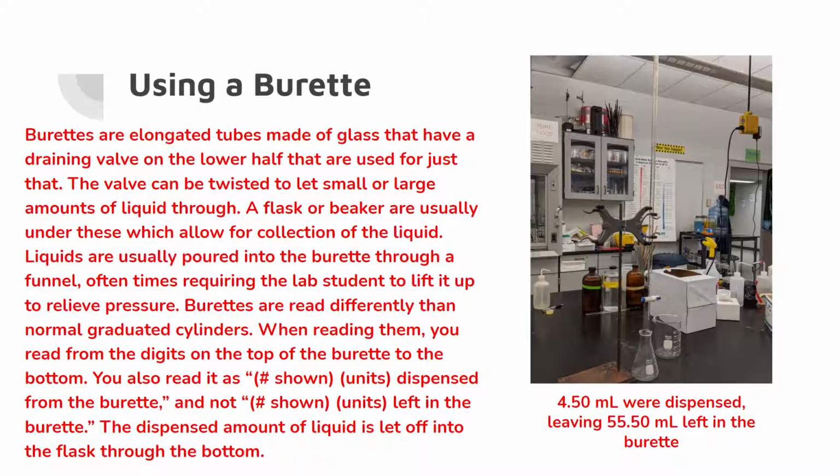When reading them, you read from the digits on the top of the burette to the bottom. You also read it as the number shown and then the units dispensed from the burette, and not the number of units left in the burette. The dispensed amount of liquid is let off into a flask through the bottom. To the right again, you will see a burette. If the line was to say 4.5 milliliters, that would not be how much is in the burette. It would actually mean that 4.5 milliliters was dispensed from the burette, and subtracting that from the total amount of milliliters possible would be how much was left.